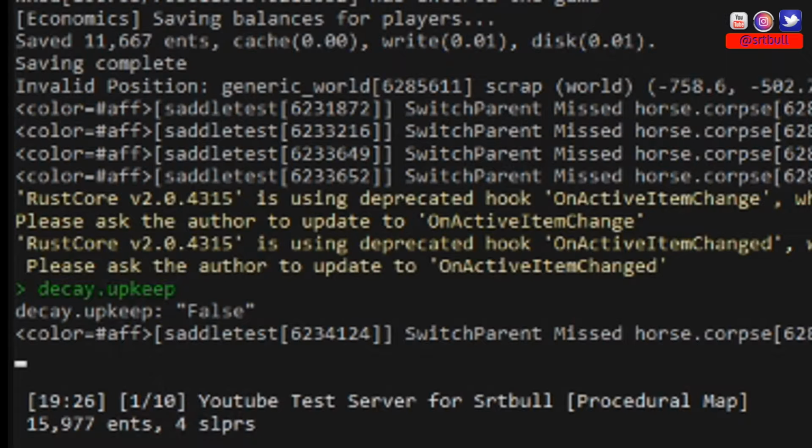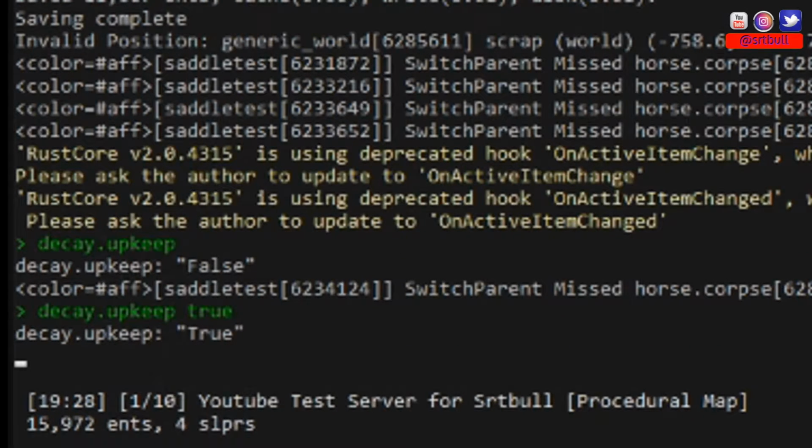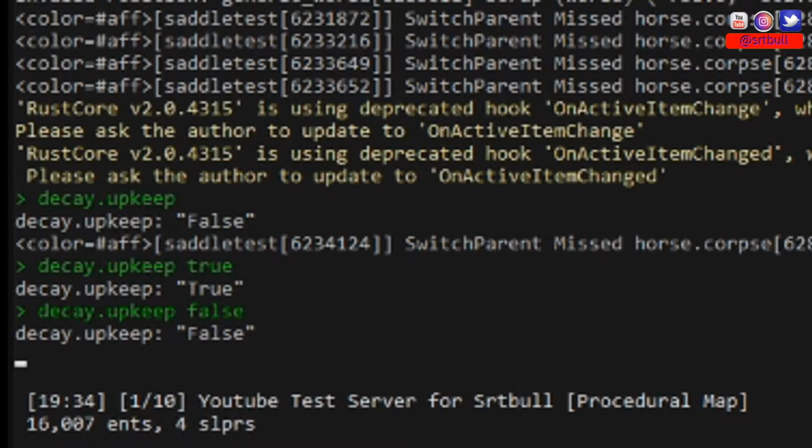Because mine is false right now, let's say I want to change it back to true. It's as simple as going decay.upkeep true. Just like that. Now the decay is turned back on our test server and things are going to decay like normal. So just in the case of our test server, I've turned decay back to false.